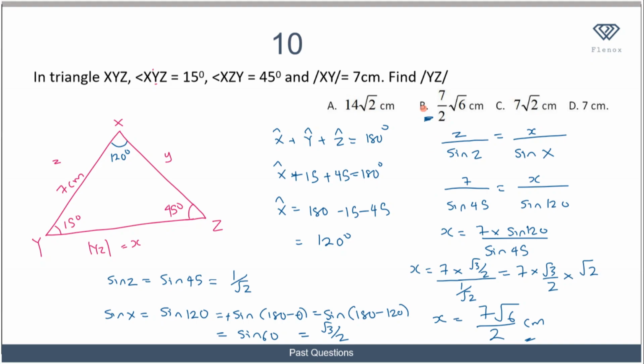So to recap, what we did was, first, we found this angle over here by using the sum of angles in a triangle being 180, and found it to be 120 degrees. Then we applied the sine rule using this length and this angle and this length over here and this angle. Since x is the length YZ, which is what we are looking for, we made x the subject of the formula and found it to be 7 root 6 over 2.